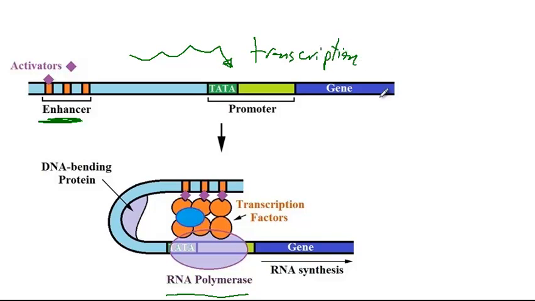And then on the contrary, we also have repressor proteins that bind to the DNA coding sequences called silencers in order to inhibit the gene expression, and this is usually done by chromatin modification.